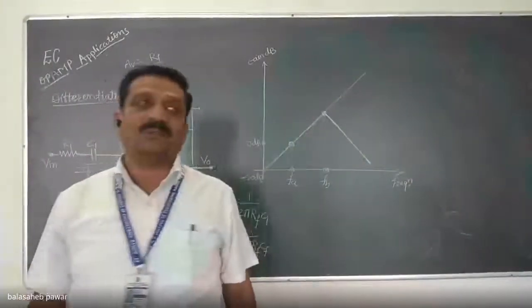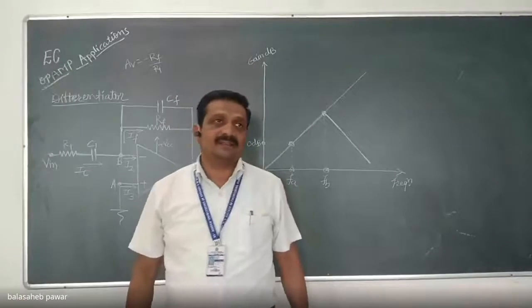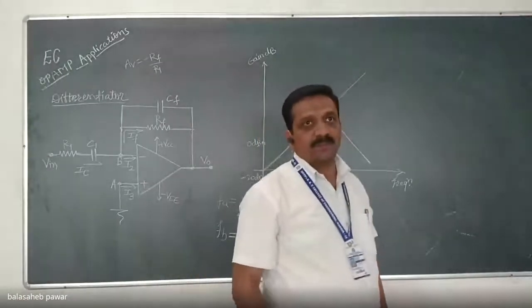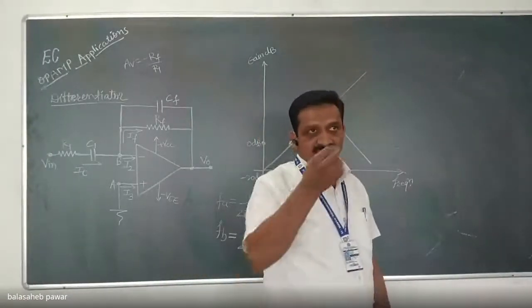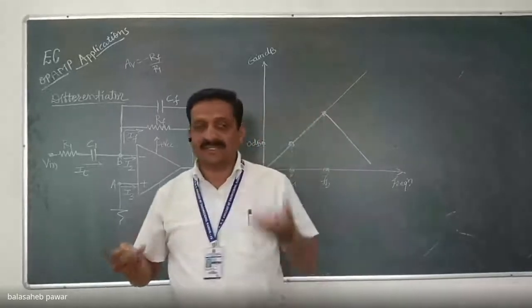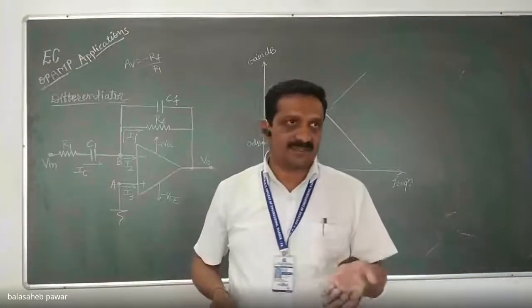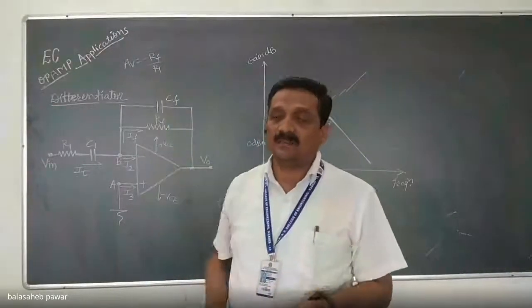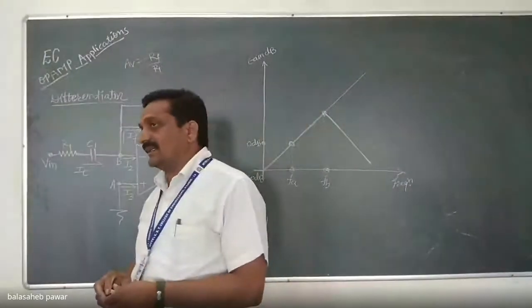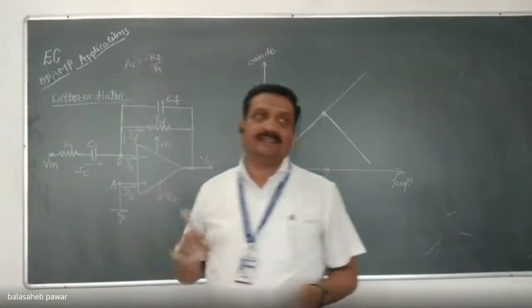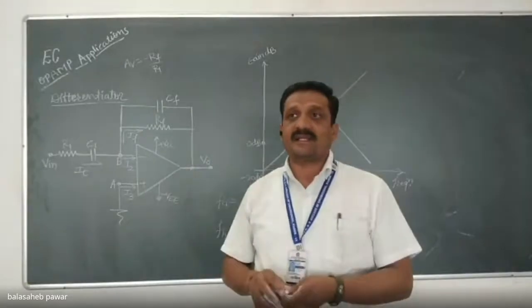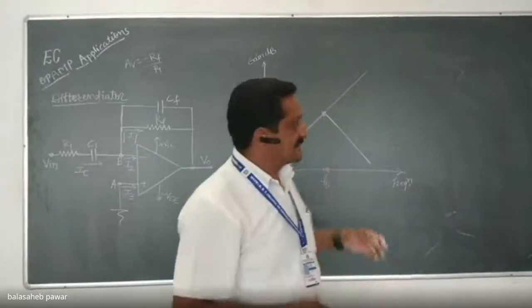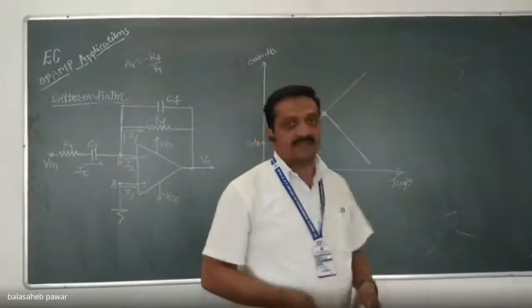Now just compare it with the integrator. In case of the integrator, if a step signal is applied, what is the output of the integrator? It is a ramp output. If a positive step signal is there, then there is a negative ramp. If a negative step signal is there, then it will be a positive ramp. And that's why if a square wave is applied to the integrator, we can obtain the output as triangular.